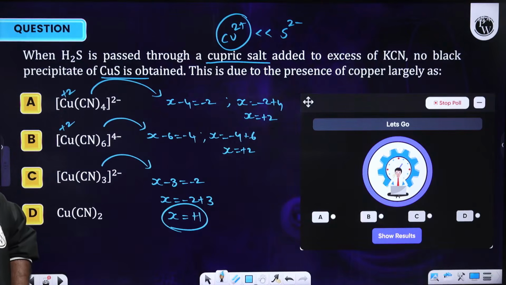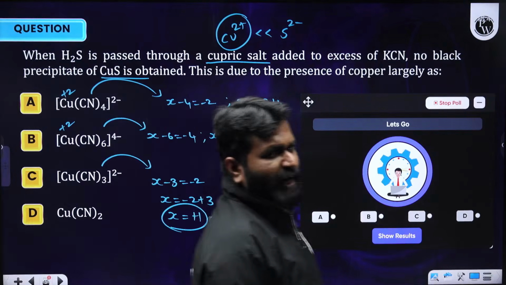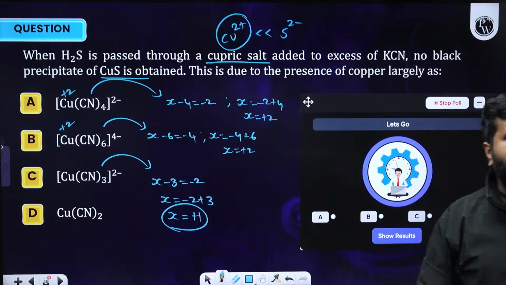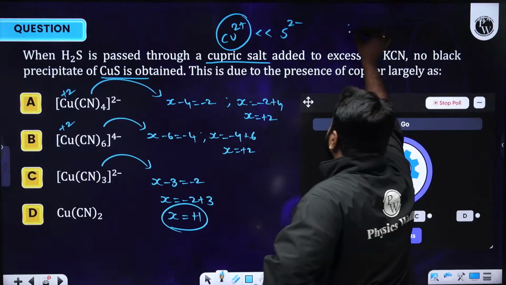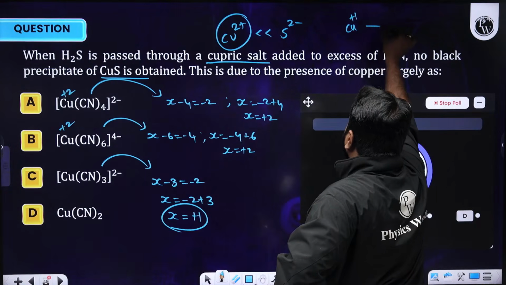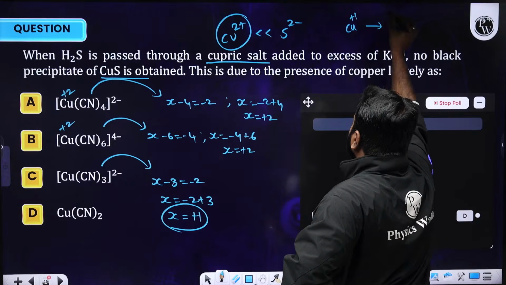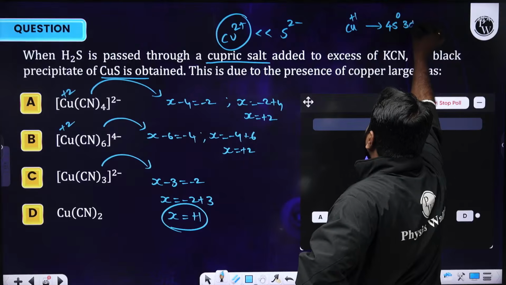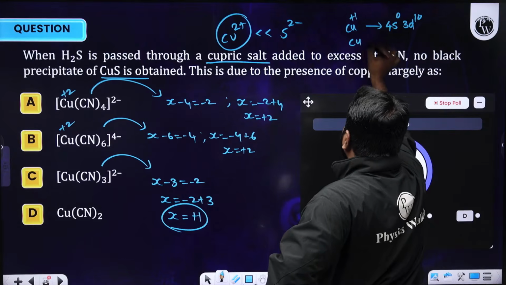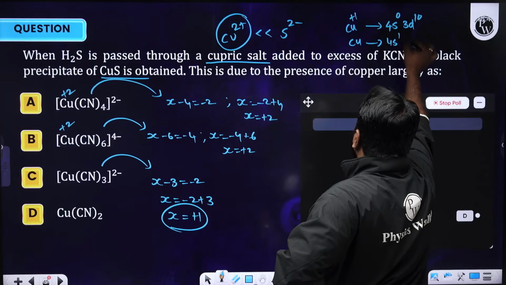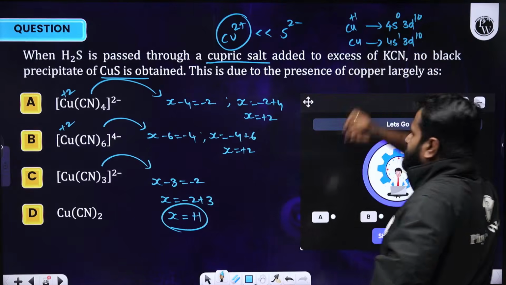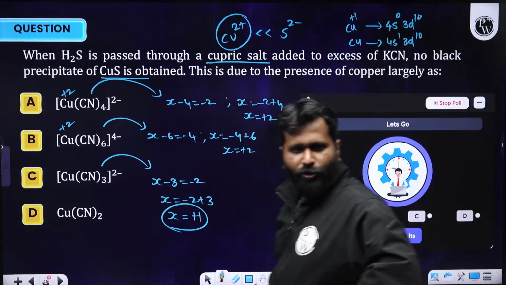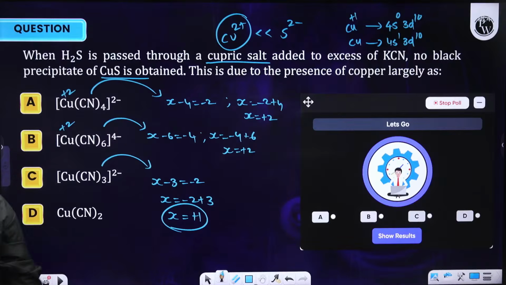Now from the lower classes we know copper. What is the most stable oxidation state of copper? That is Cu plus 1, right? Why is Cu plus 1 the more stable state? Because we will be having 4s0 3d10 configuration. Cu means 29, 4s1 3d10. Right? So automatically what will be the correct answer?